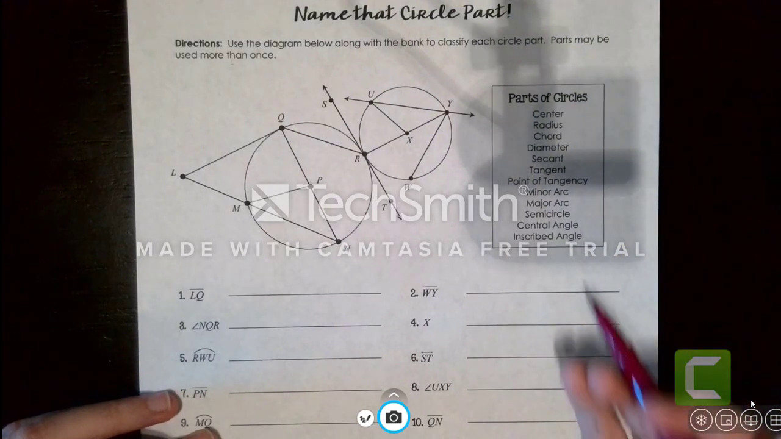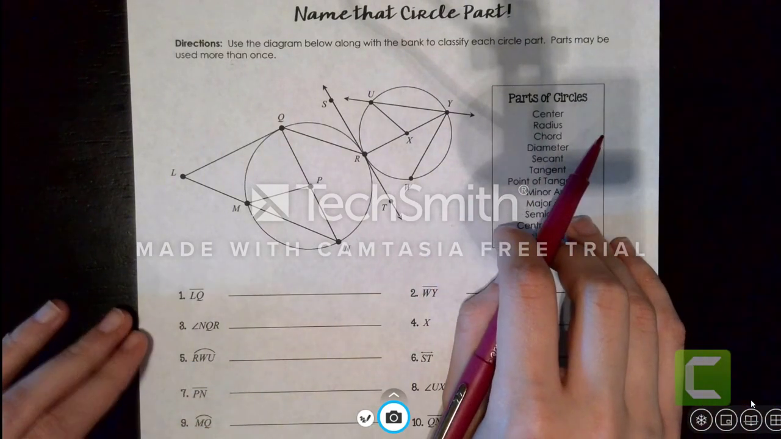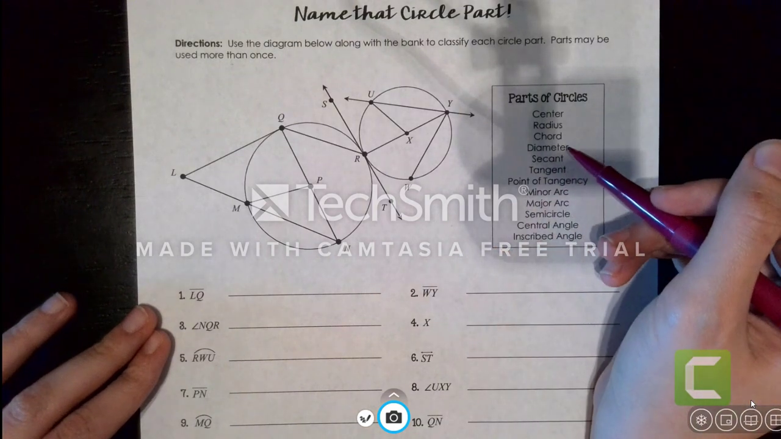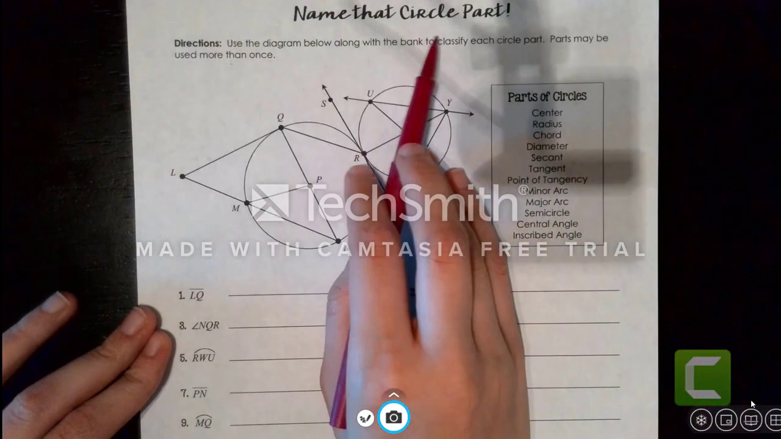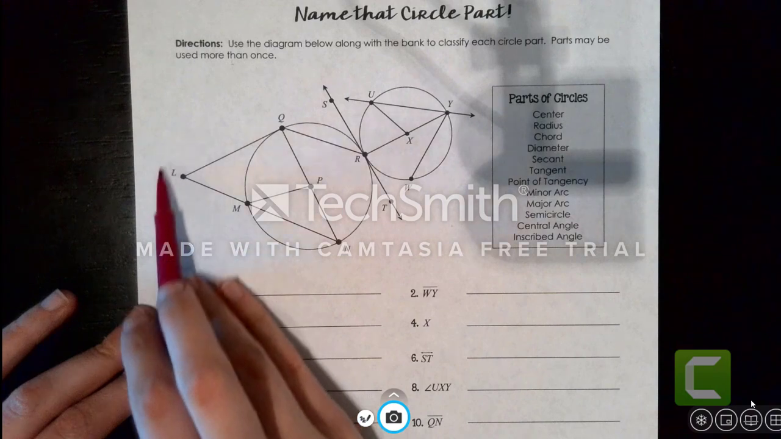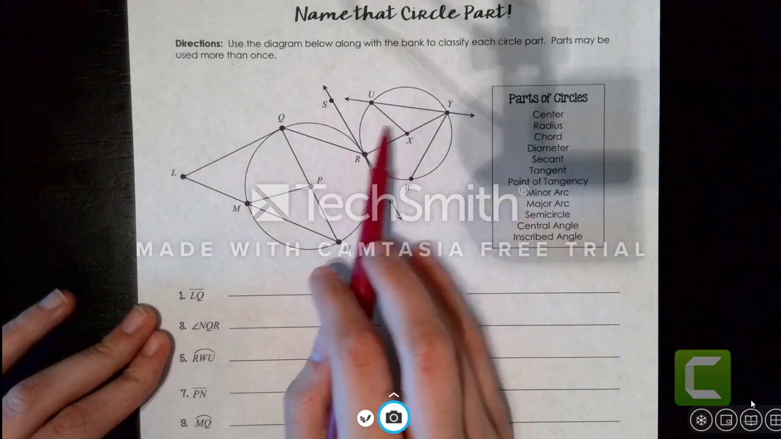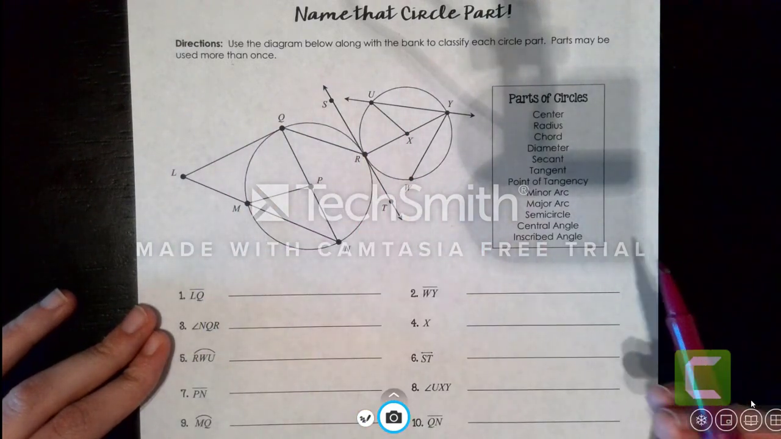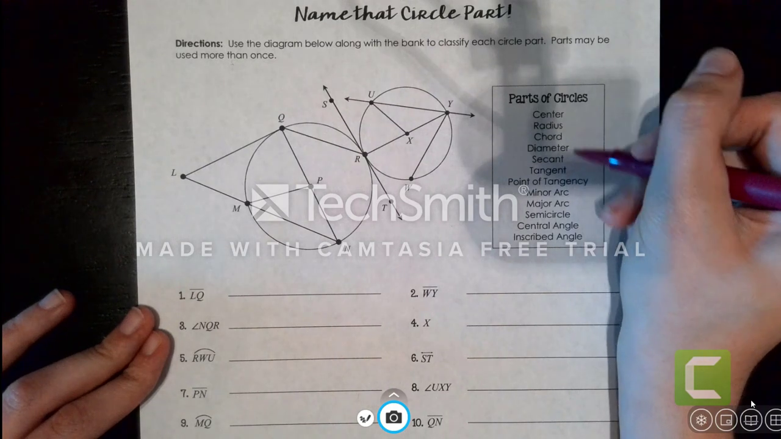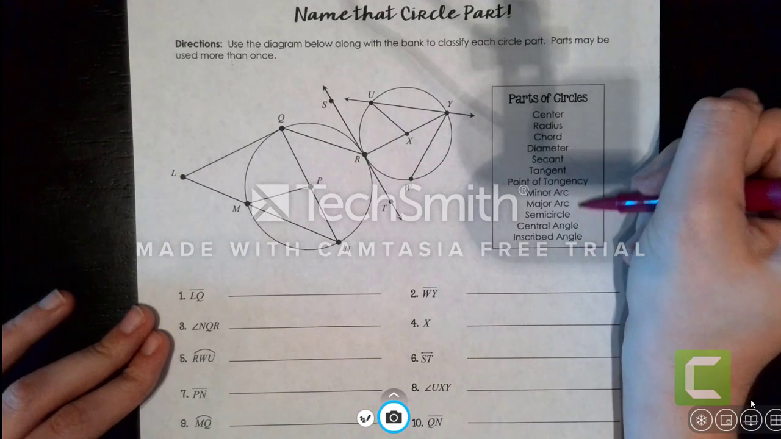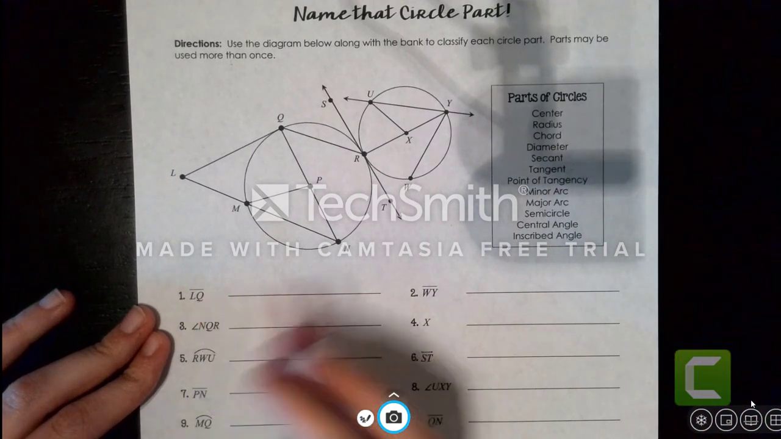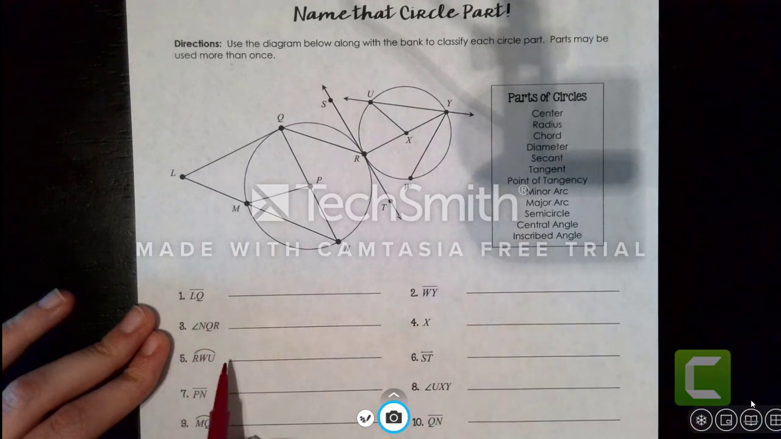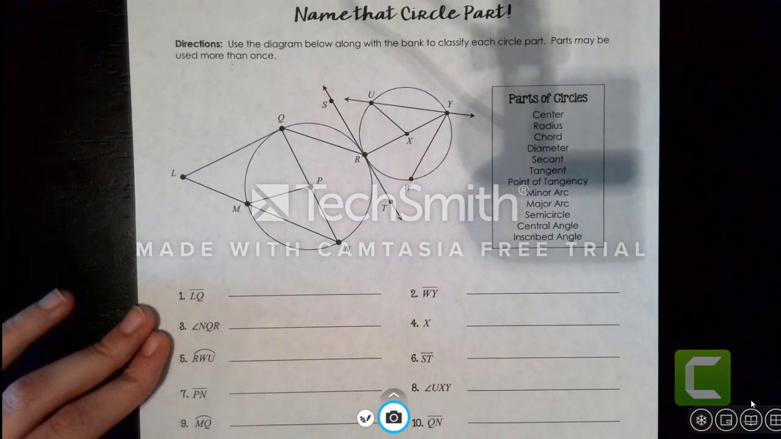Alright guys, so now that we've gone over circle vocabulary, we need to put this into practice. On this worksheet, you're going to find a large diagram just like this with two circles and a lot going on it. On your right, you'll have the full word bank of what you're going to be working with, and you're going to have to go through problems 1 through 20 to solve what each symbol means.